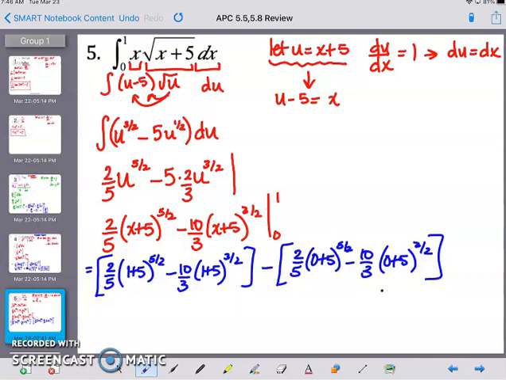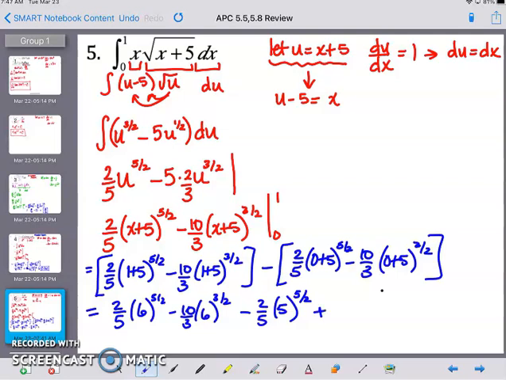And then at this point, I grabbed my calculator, and I simplified one more step first before I plugged it into my calculator. So I wrote this out as 2/5 times 6 to the 5/2 power minus 10/3 times 6 to the 3/2 power, minus 2/5 times 5 to the 5/2 power, and then plus 10/3 times 5 to the 3/2 power. And then typing that into your calculator, you should get 1.190, and this is rounded to 3 places past the decimal point.